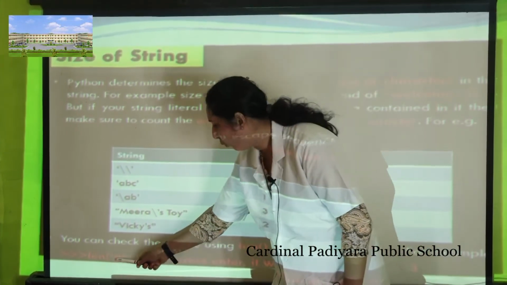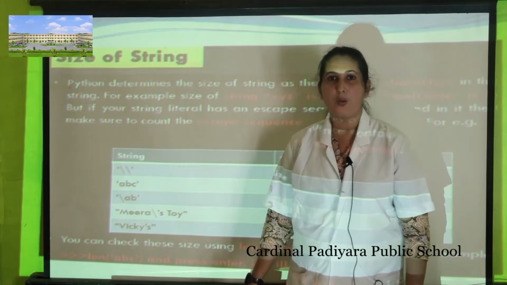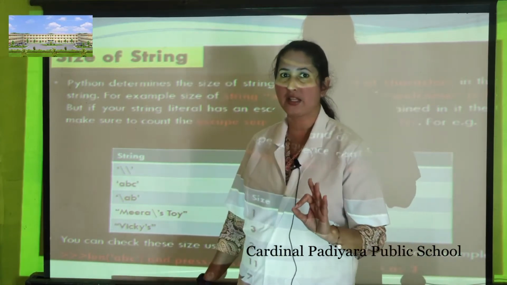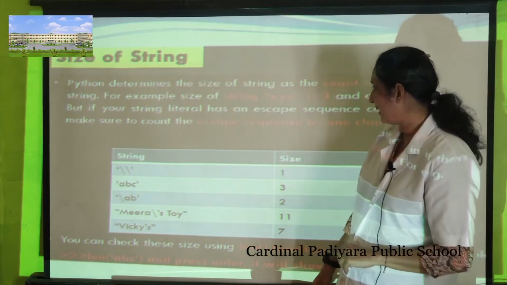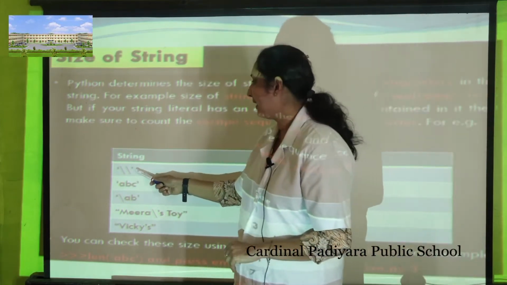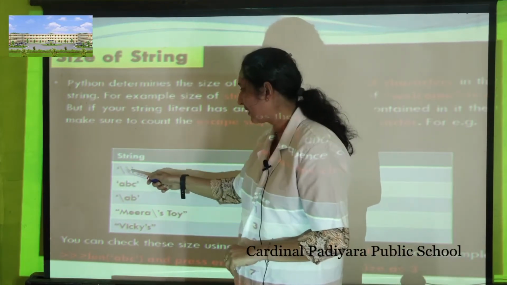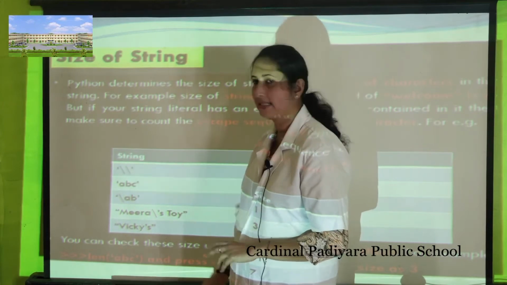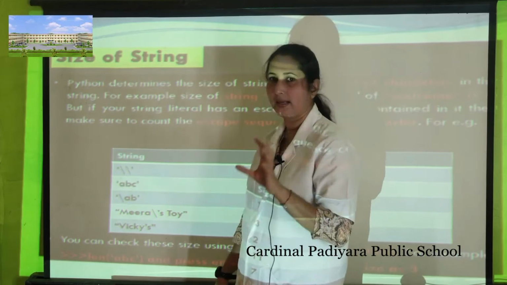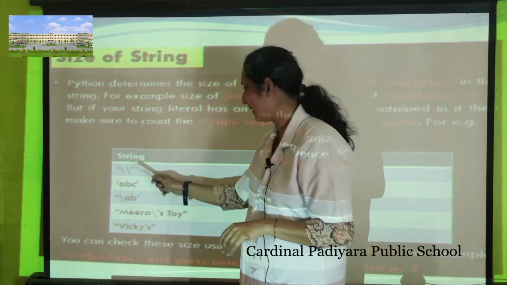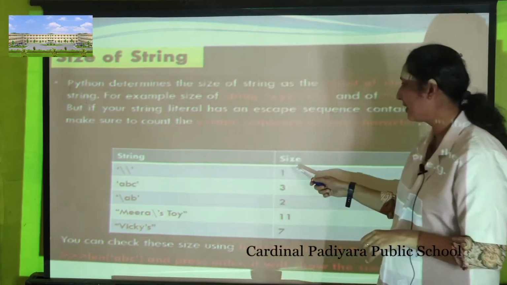Here we can see 1, 2, 3. So you get the count as 3, which is the size of the string A, B, C. Here we can see that this is an escape sequence. Even though it is two characters, it is considered only 1 length. An escape sequence is counted as 1 size, so its value is 1.